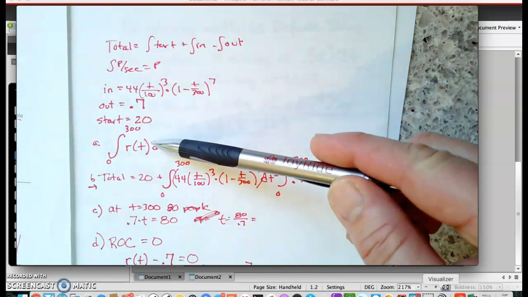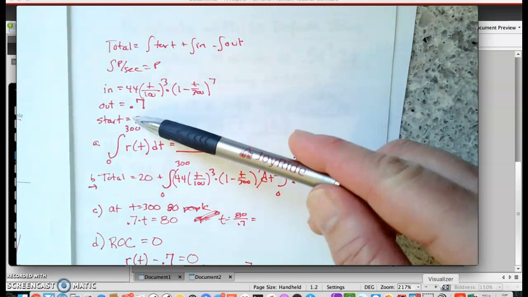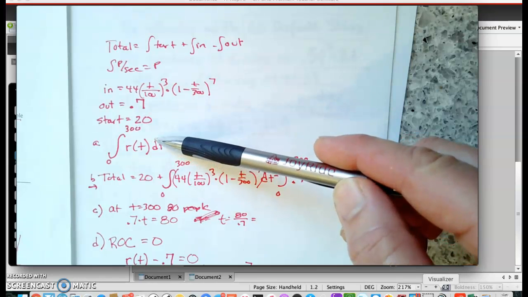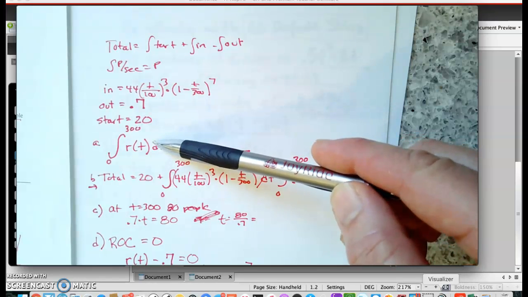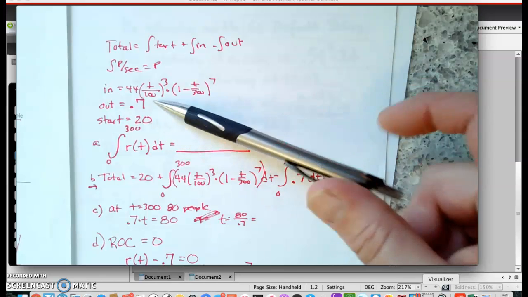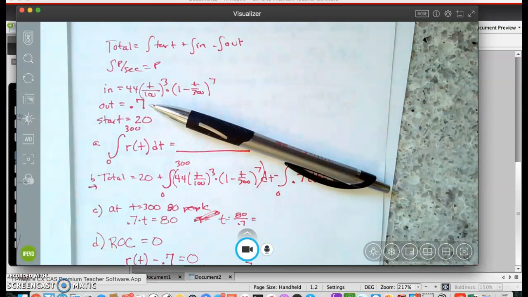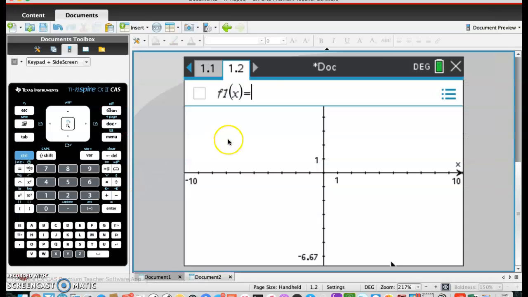So right here, I had this function, the integral from 0 to 300 of r of t. What I like to do, you don't have to do it this way, I'm going to come to my calculator. You could type the whole thing in the calculator if you wanted. What I like to do is put both functions into a graph. And I'll show you why.